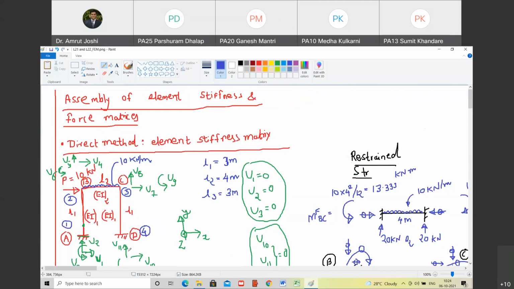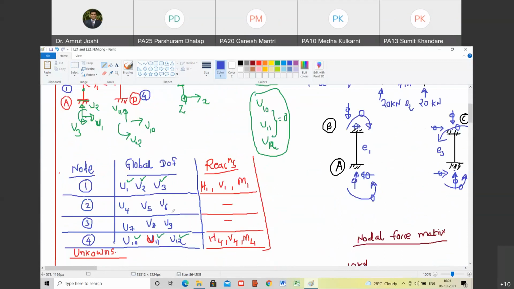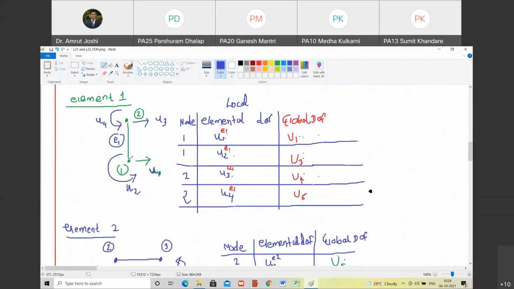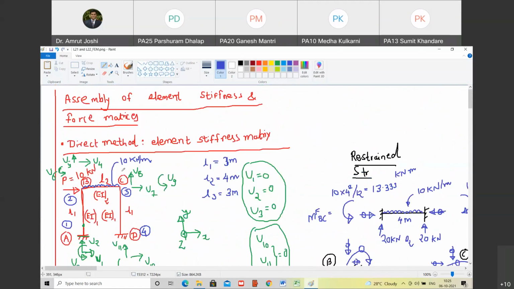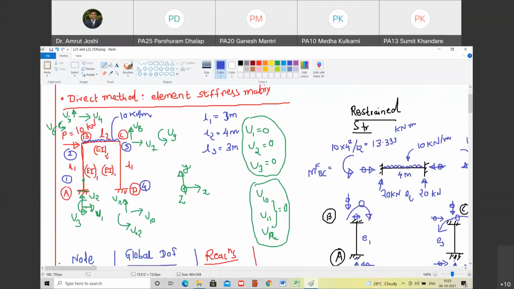समझ रहा है ना क्या मैं बोल रहा हूँ? If you look at, फिर से बताता हूँ. If you look at element number 1, we have u1 and then rotation u2. We have not considered vertical translation at 1 as a degree of freedom. So therefore, u2 and u11, these two degrees of freedom are global degrees of freedom, not mapped to any of the local degrees of freedom.